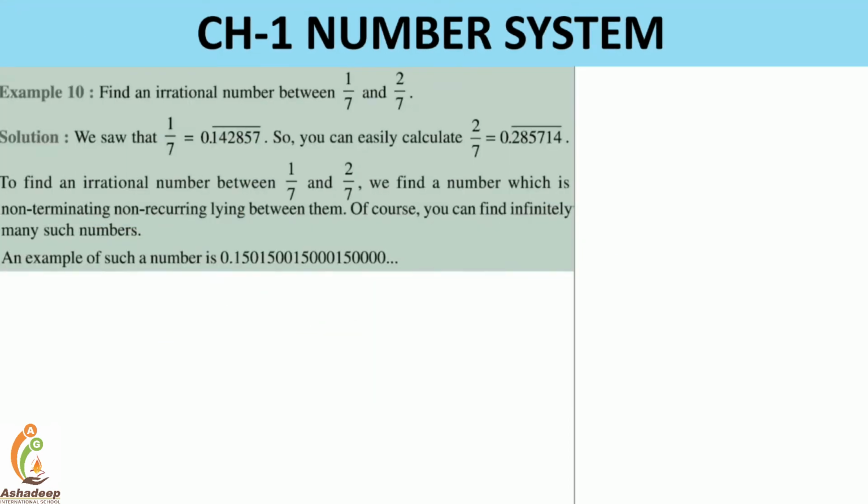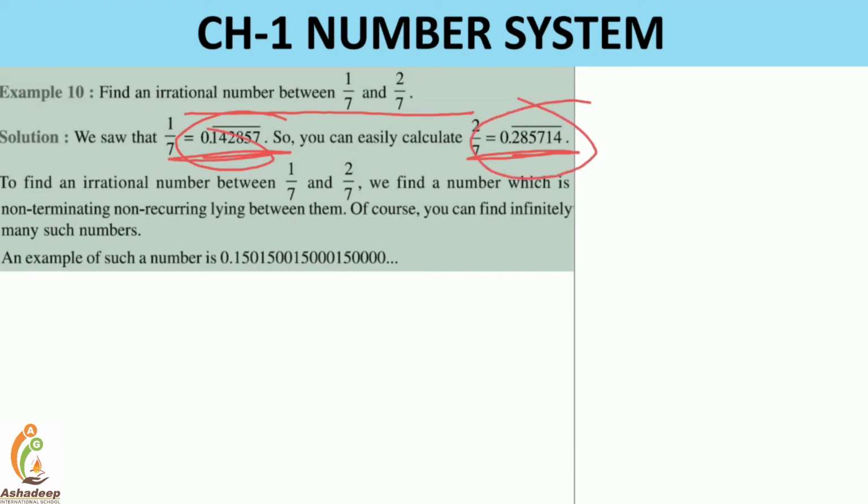Find out the irrational number between 1/7 and 2/7. Now what is 1/7? 0.142857. What is 2/7? So only these two things you need to find.